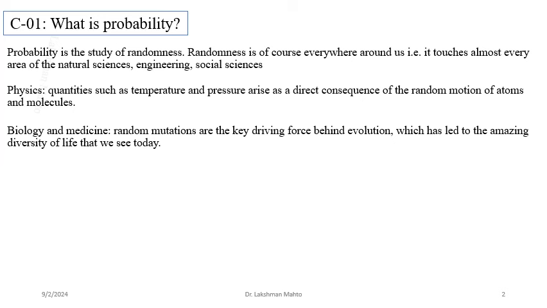Mutation of genes, like you may see that a child has properties from both parents, from father and mother. Why? Because the gene in that child is a mutated version of the gene in the parent. So mutation is coming, and those mutations are always random in nature.